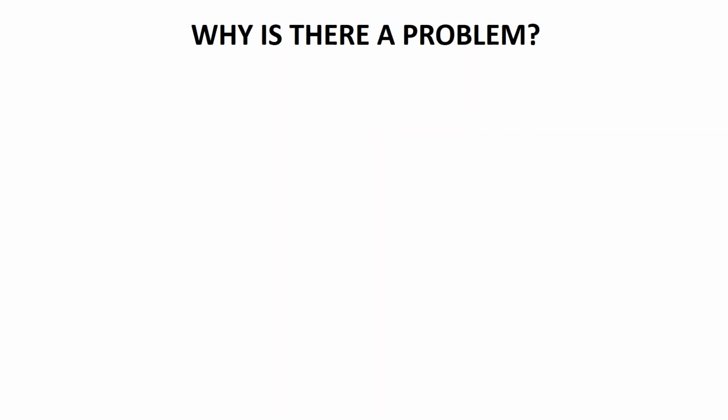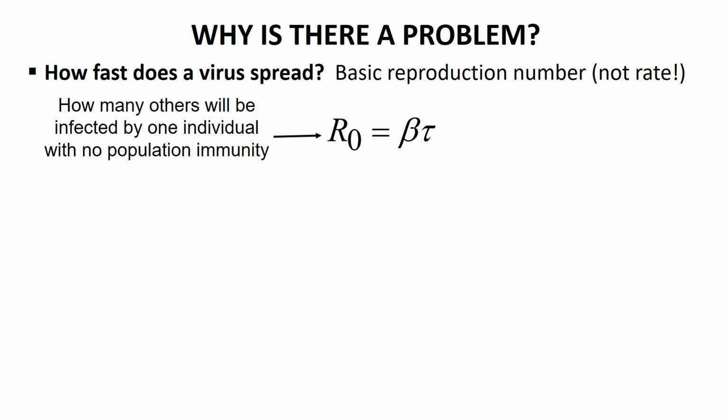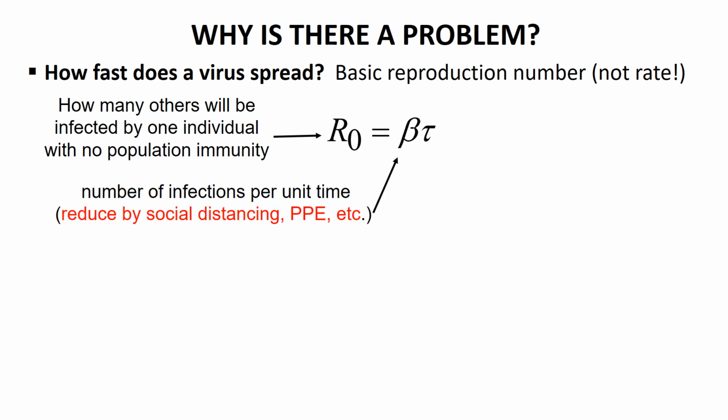Okay, so why is there a problem in the first place? I want to look at 3 points here. The first one is, how fast does the virus spread? That's given by the very famous reproduction number, which you've probably heard of every single day, often misquoted as the reproduction rate. It's not a rate. It's a dimensionless constant, and it's equal to beta times tau. And R0 is the number of other people who will be infected by one individual, assuming no population immunity.